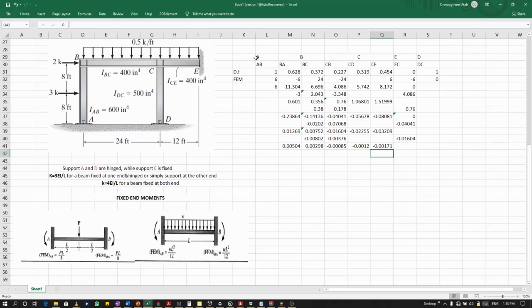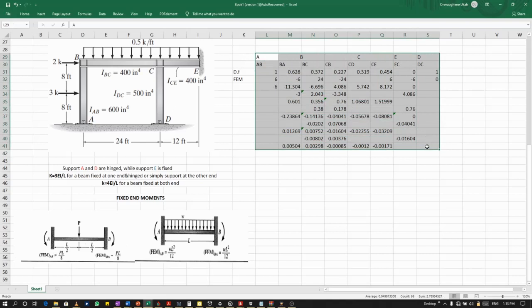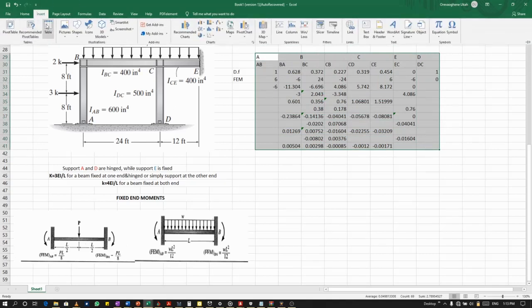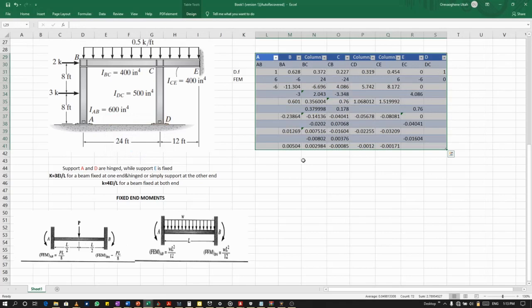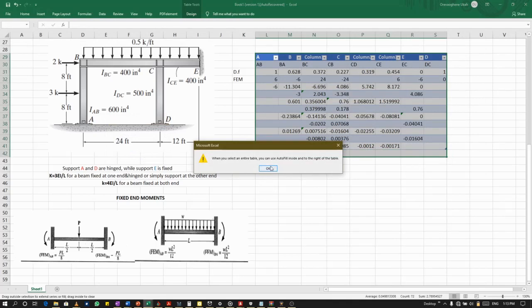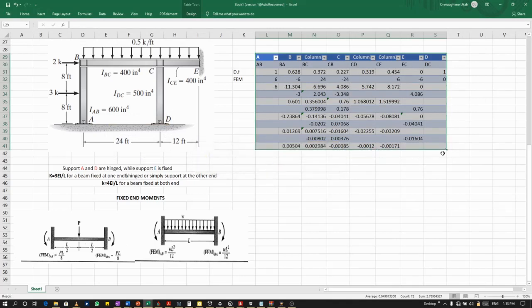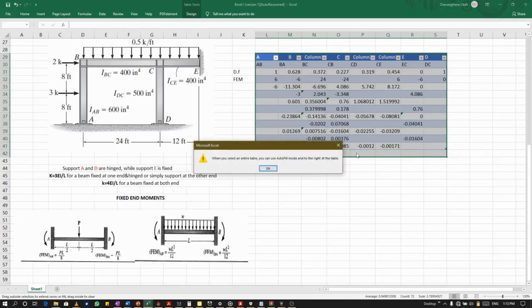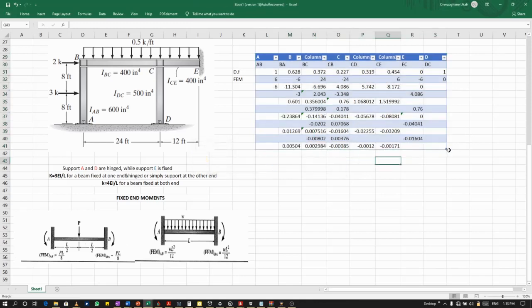So what we do next is you're going to turn this into a table. You highlight everything you have done, come to Insert, and change this to a table. You can still drag this a little bit down. So I've made an extra space that we can use for our sum.